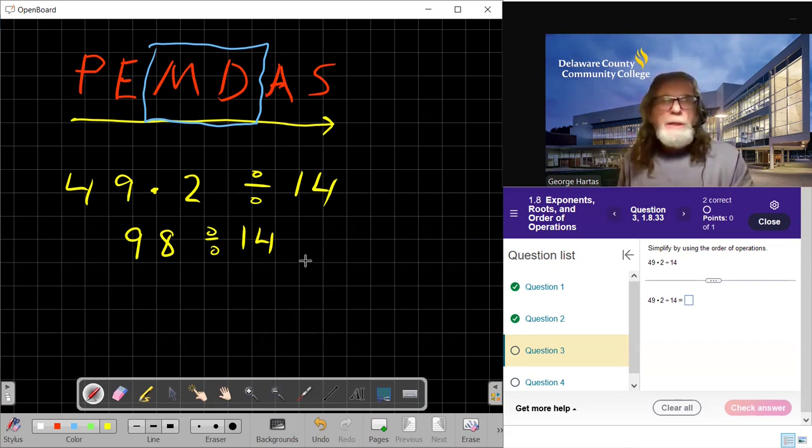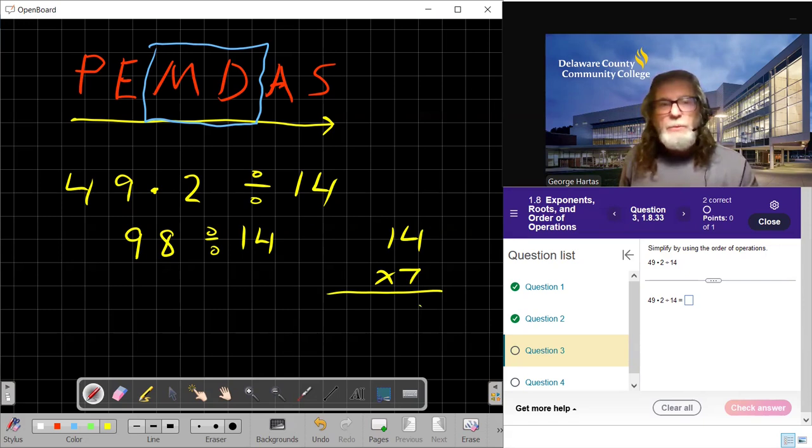14 times 2 is 28. 28 maybe times 3 might be close to 96. So I'm going to guess 6 times, maybe 7. I think 7 might be a better guess. Let's try 7 and see what happens. In other words, let's multiply 14 times 7 and see if we get 98.